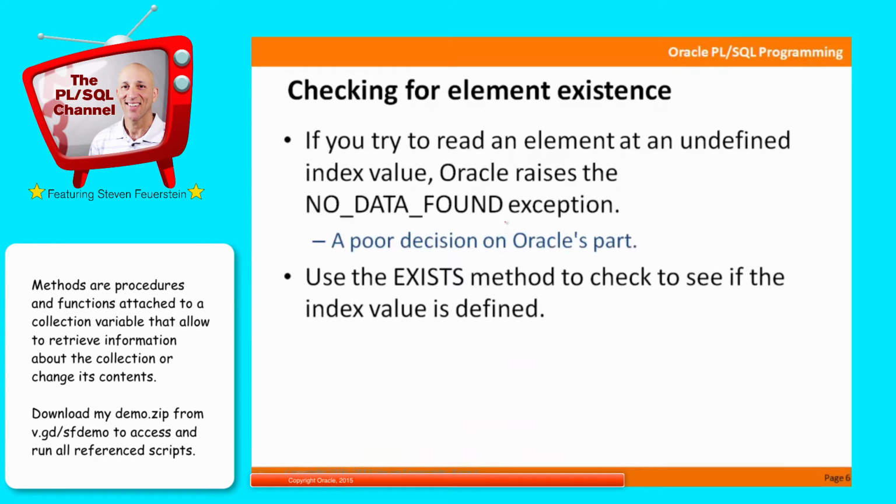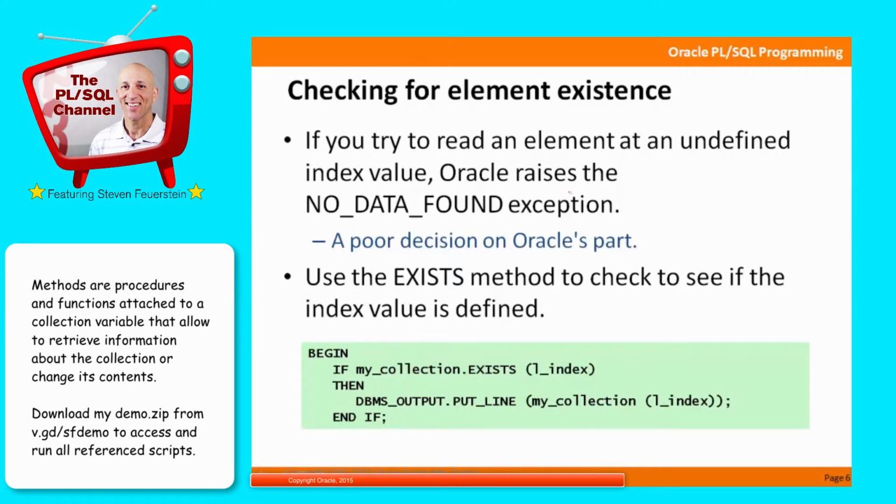If you want to avoid raising this exception, you can use the exists method to check to see if the index value is defined. So, attach the exists method to the variable with dot notation, pass it the index value you want to find out about, and if it exists, then do whatever you're going to do, like display the value at that point in the collection. Let's take a look at an example.